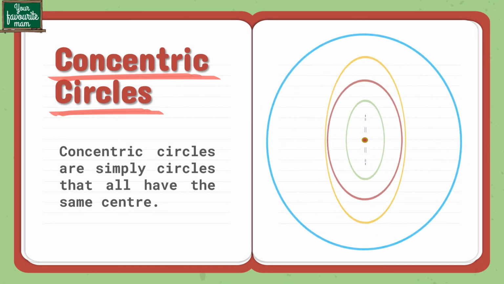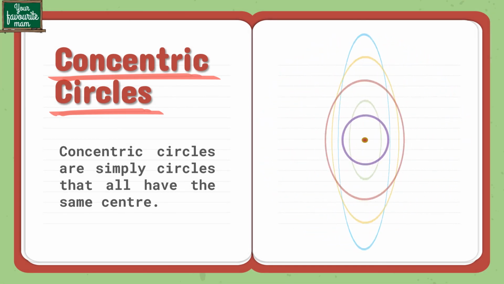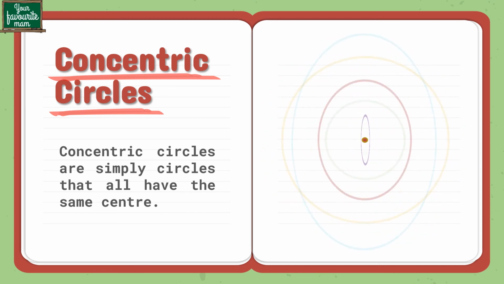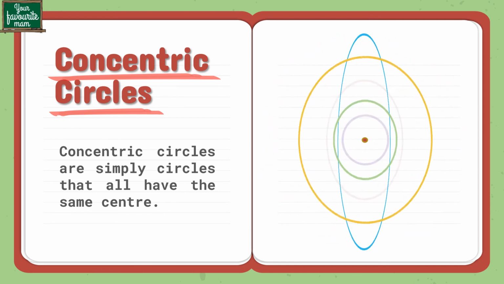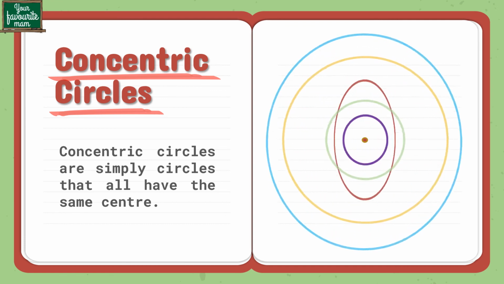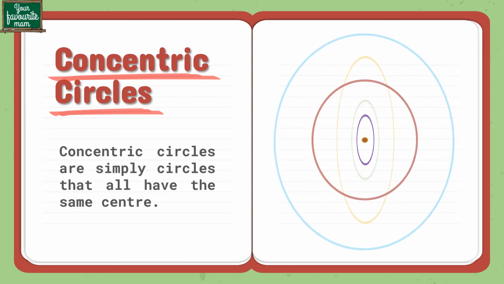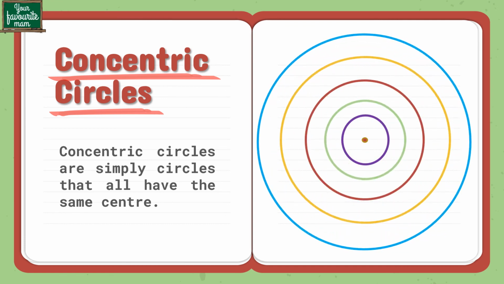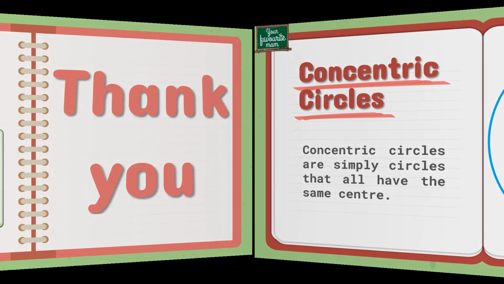The last topic for today will be concentric circles. Concentric circles are simply circles that all have the same center. It is also defined as two or more circles that have the same common center point.